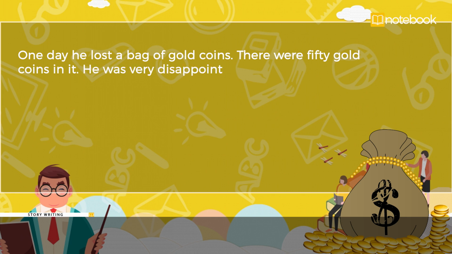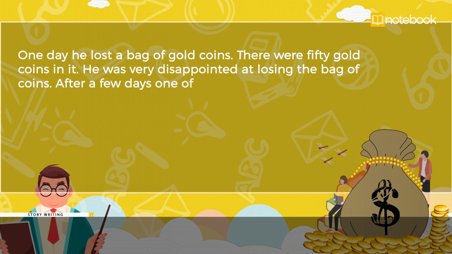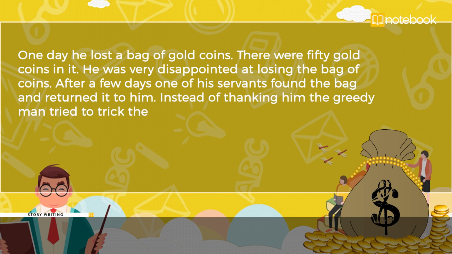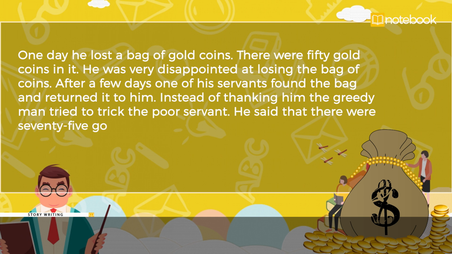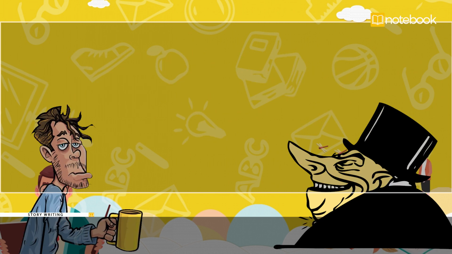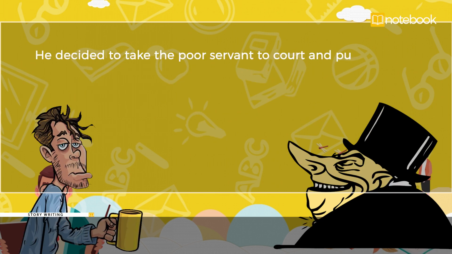He was very disappointed at losing the bag of coins. After a few days, one of his servants found the bag and returned it to him. Instead of thanking him, the greedy man tried to trick the poor servant. He said that there were 75 gold coins in the bag. He also blamed the poor servant of stealing 25 coins. He decided to take the poor servant to court and punish him.